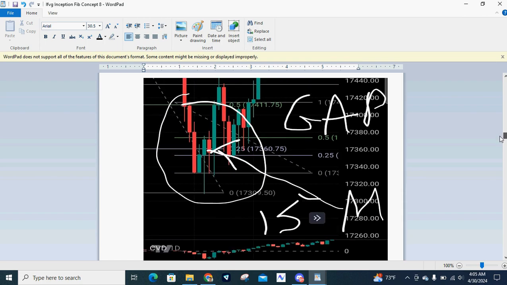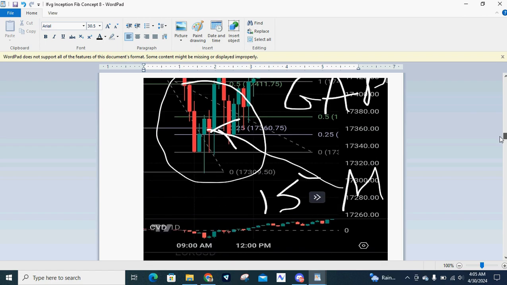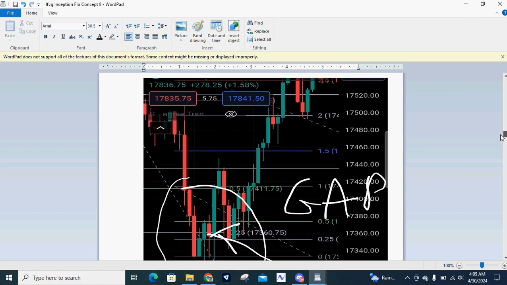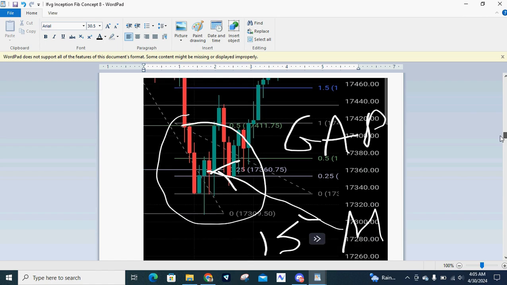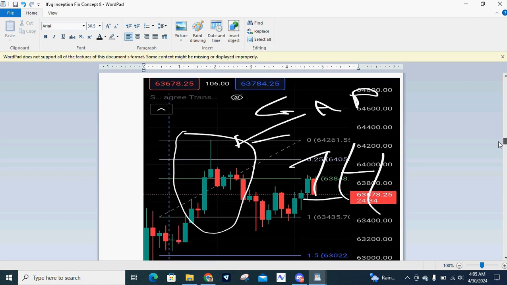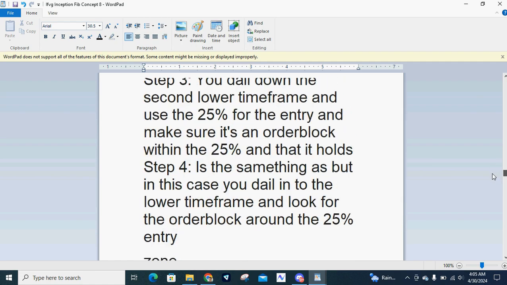And then you see the gap right there. It was a 15 minute gap, I think. And then I draw from that order block. I enter off the last bullish order block around the 25%. And then right here, same for the seller's example. Yeah, you could go as far. Okay.